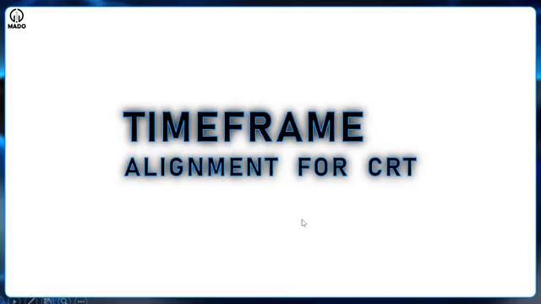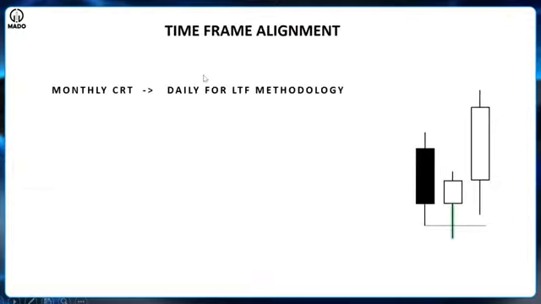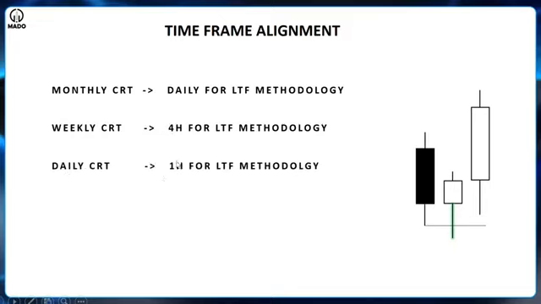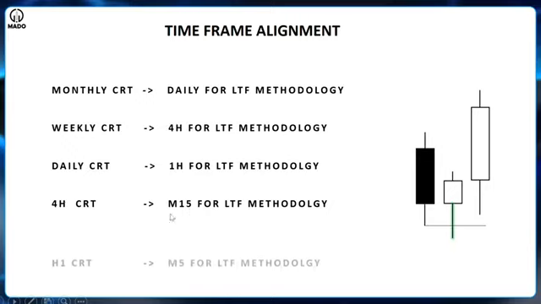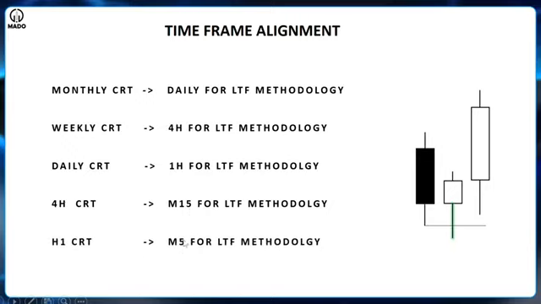Okay, now, if you are trading a monthly CRT, then your lower time frame should be the daily chart. That's where you will frame your entries and look for Model 1. If you are trading a weekly CRT, then your lower time frame should be the 4-hour chart. And if you are trading a daily CRT, then your lower time frame is the 1-hour chart. Now, if you are trading a 4-hour CRT, then your lower time frame will be the 15-minute chart. And if you are trading a 1-hour CRT, then your lower time frame should be the 5-minute chart.